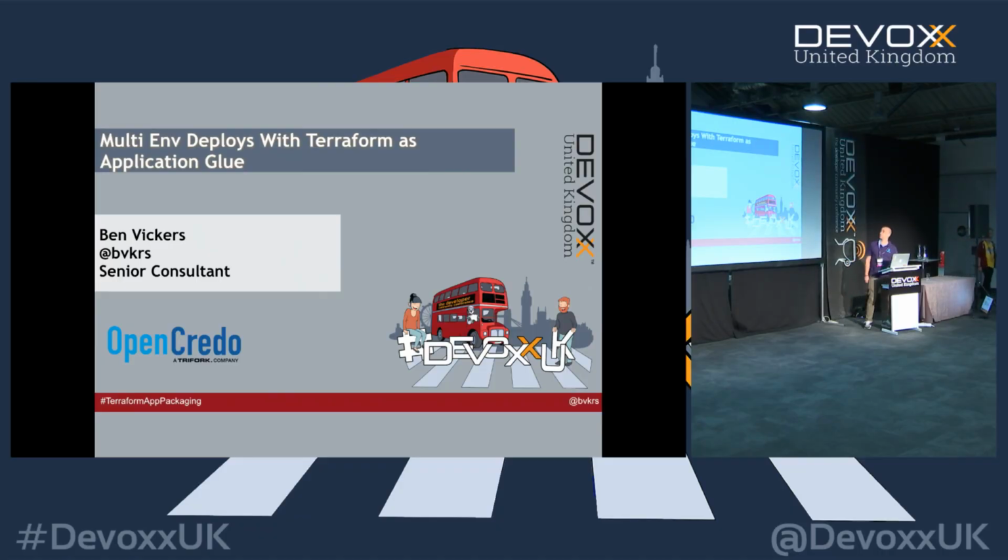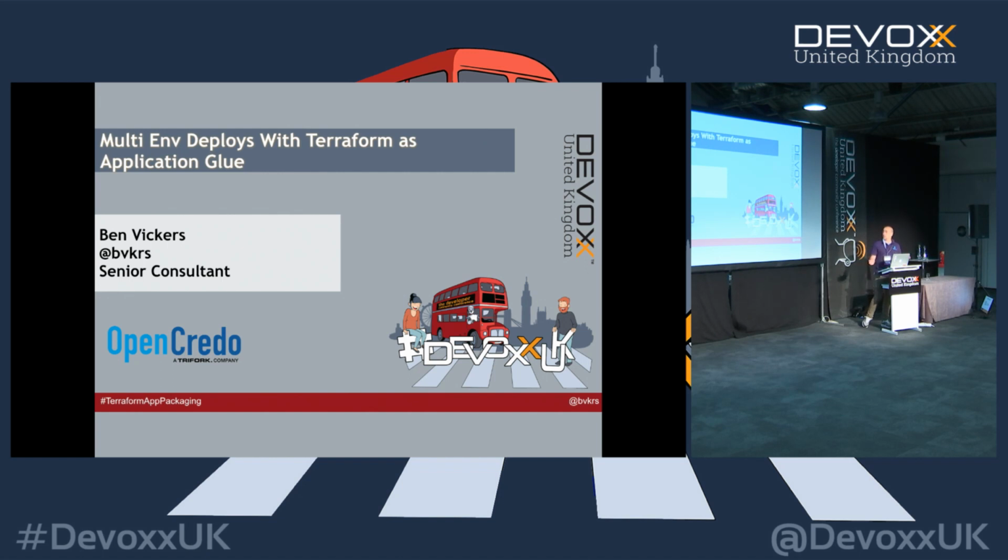This is my talk. It's about multi-environment deploys with Terraform as application glue. To give some context, I'm talking about deploying primarily microservices. There are a few reasons why we might have different environments, but I'm going to be thinking about the promotion process, so how you manage your dev environment, your test environment, staging, and then production. And also how you make sure that what you deploy is consistent across all of those things.